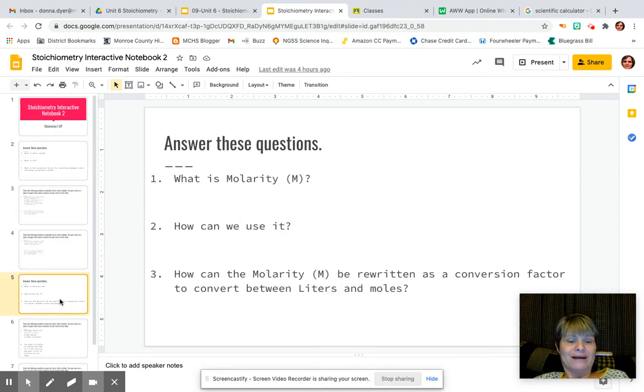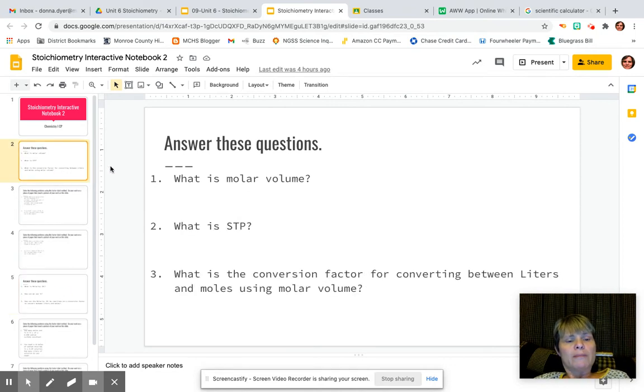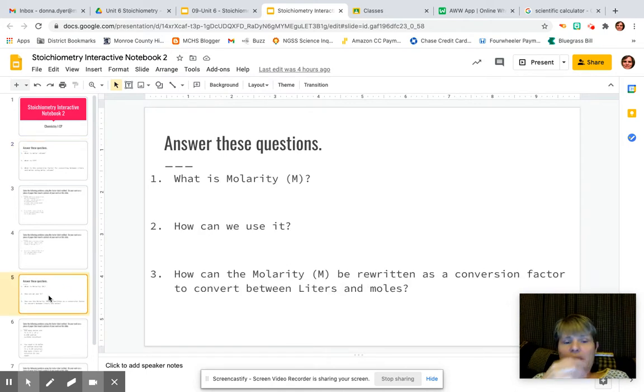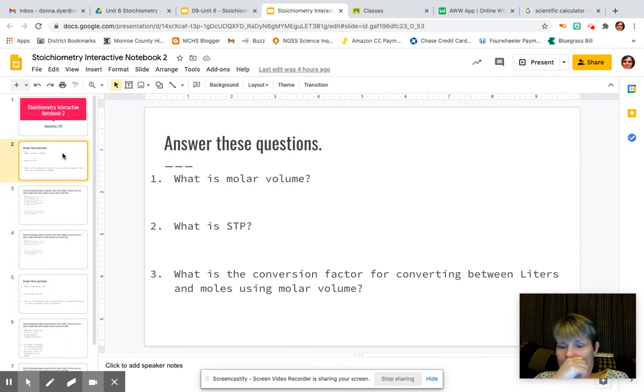And the second thing that we can use to convert between moles and volume or volume and moles is molarity. When we're talking about molar volume, we're going to be talking about the volume of a gas. And when we're talking about molarity, we're going to be talking about the volume of a solution. So again, it depends upon whether we're talking about a gas or a solution as to which one of these we would use. So we're going to go ahead and talk about molar volume first and do a few practice problems with that, and then we will talk about molarity.